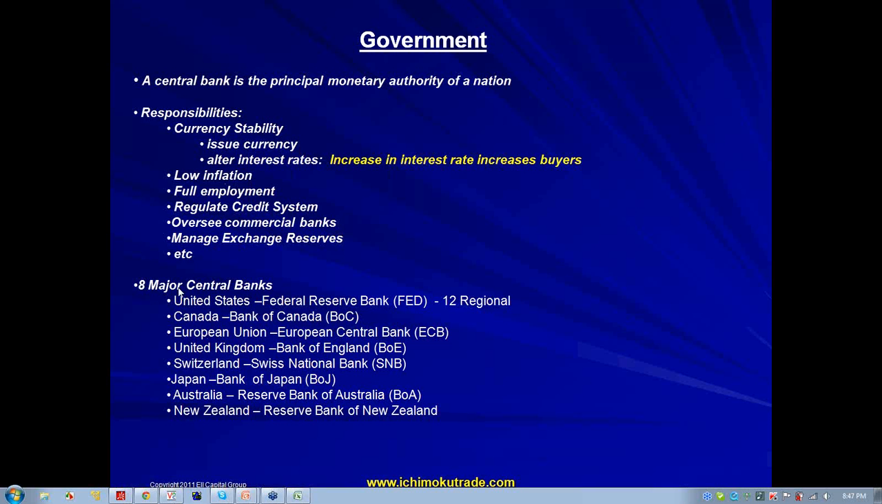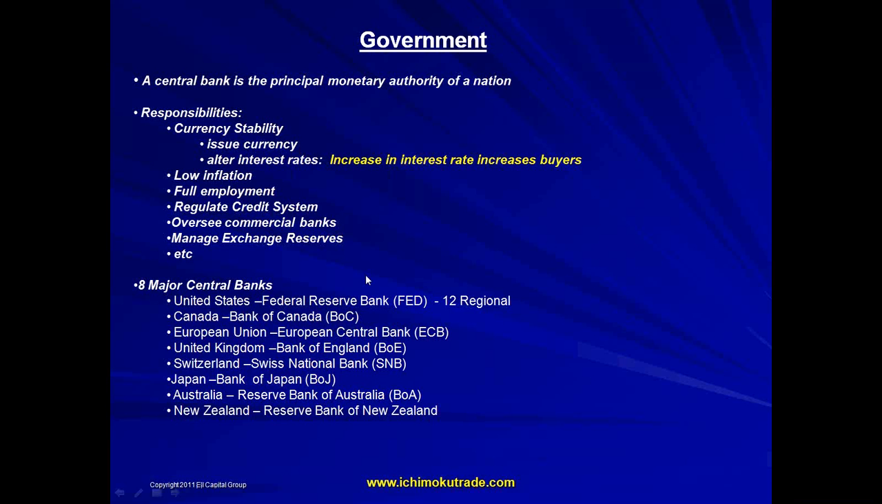You can see all the 8 major central banks are listed here: the United States, Canada, Europe, UK, Switzerland, Japan, Australia, and New Zealand. Now there are some others outside the 8, like China, but most people view these as the major 8, which pretty much control the currencies around the world.